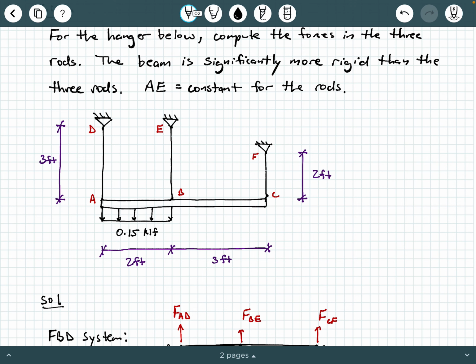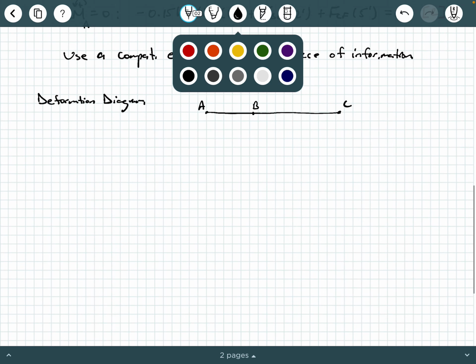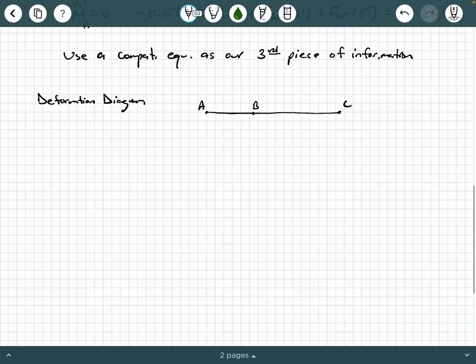But if you notice, the lengths are different, and just look at this. Your applied distributed load, 0.15 KLF, is on the left side of this entire system. So I would say that not only is the whole thing going to move downwards, but you're going to have a tilt to it, okay? Point A is actually going to be deforming lower than point C. Now this is an exaggerated view of that.